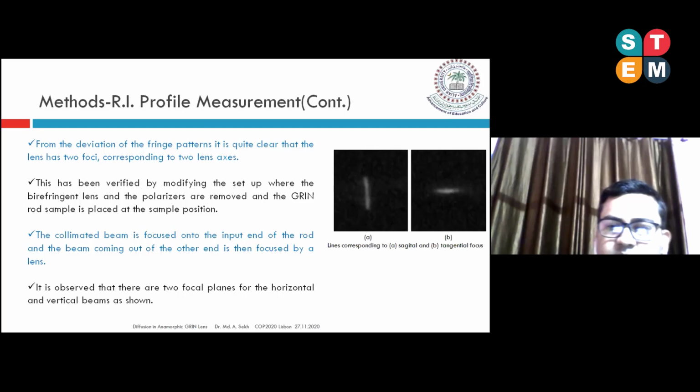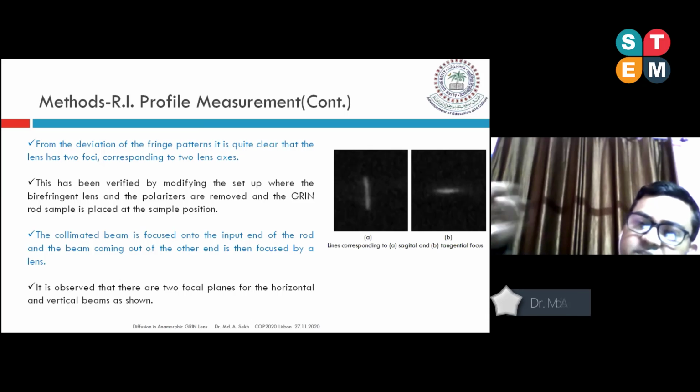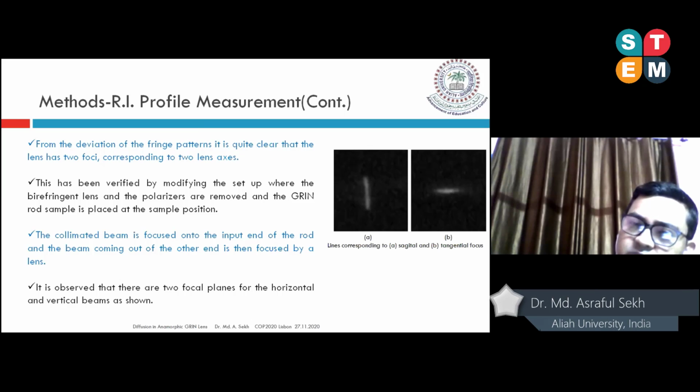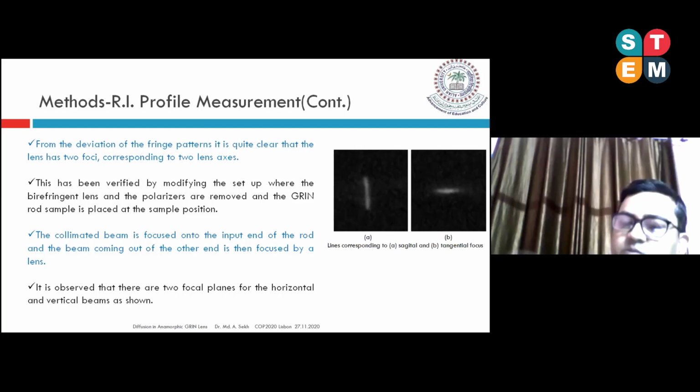And it is observed that two focal planes are developed. One is for the horizontal and another is for the vertical. Because our sample is elliptical and we have developed two refractive index profiles of different gradient along the major axis and minor axis, when a collimated light beam is given to it, it will be focused to a certain point, but those points will not actually be the same. It will be different because of the generation of different optical power in the lens.